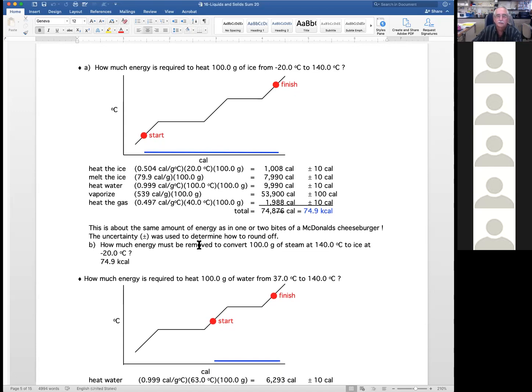But think about this. 100 grams is about 100 milliliters.